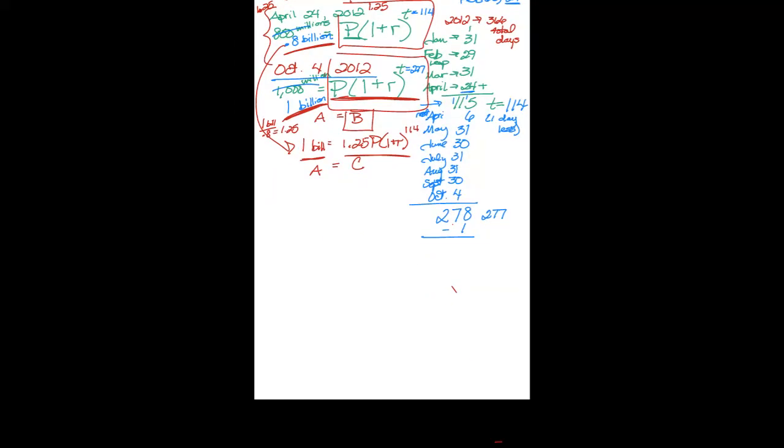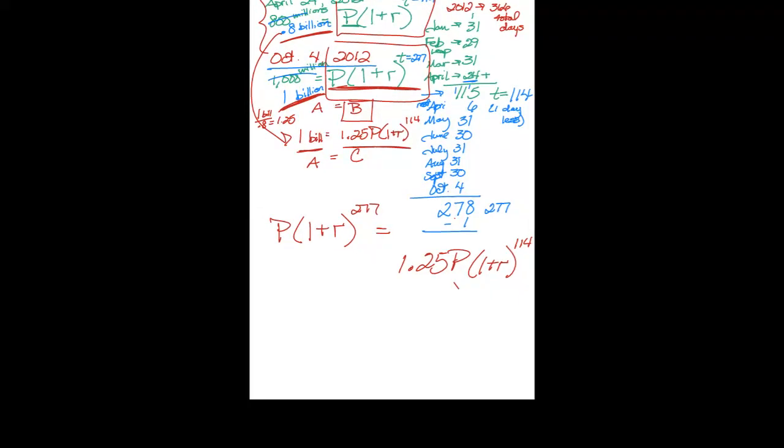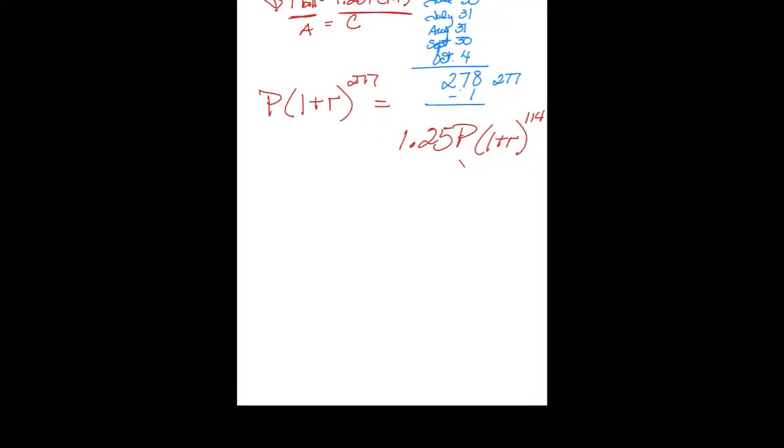So, this is the B part. P times 1 plus R to the 277 equals over here 1.25 times P times 1 plus R to the 1/14th. Okay. We can deal with this maybe slightly a little bit more. So what do both of these have in common that I could easily get rid of?